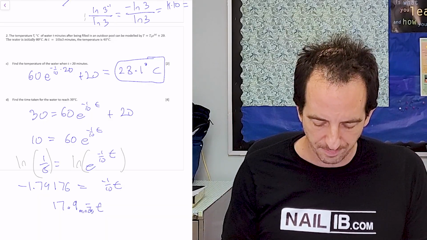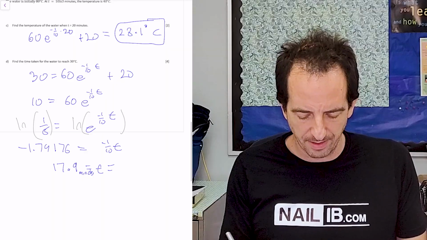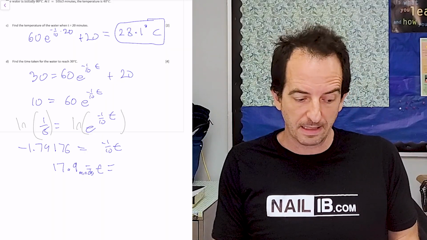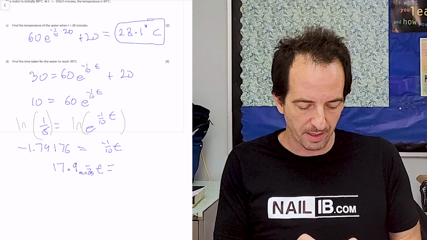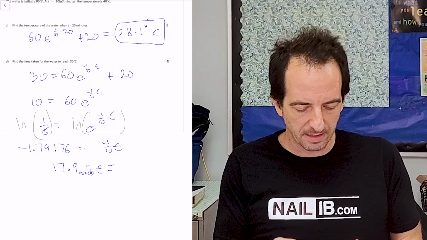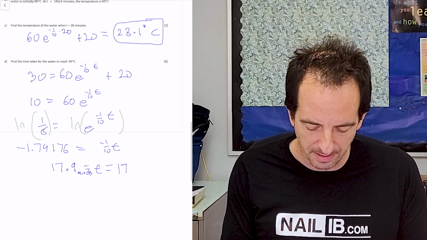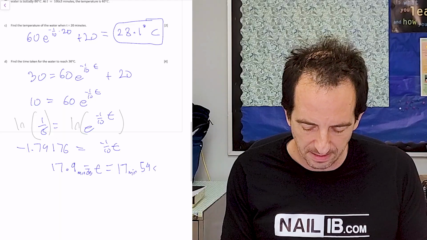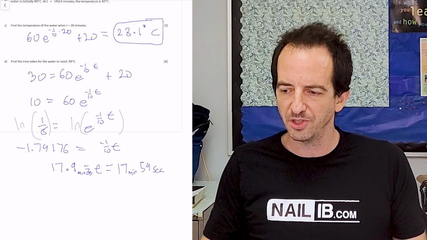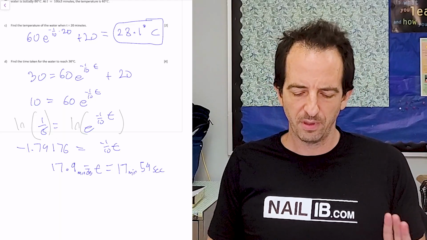17.9 minutes. And sometimes, occasionally, they'll want you to also write it to the nearest second. So what is 0.9 minutes? 0.9 of 60 seconds is 54. So sometimes they'll tell you to write it out like 17 minutes and 54 seconds. Sometimes that will be a part of the question. It wasn't written out here, but we'll leave it at that.